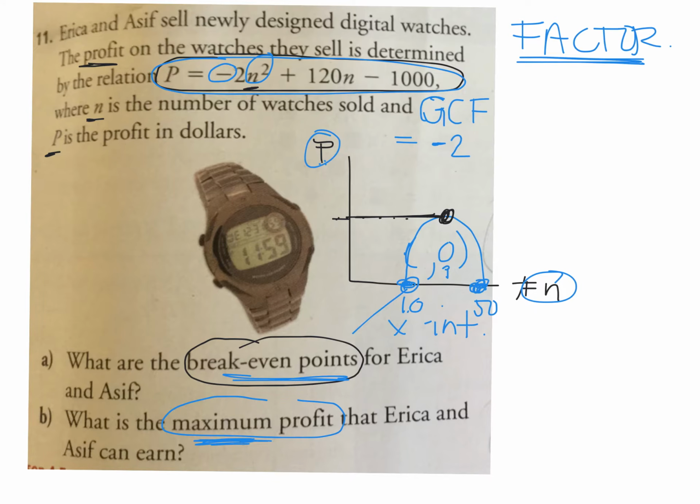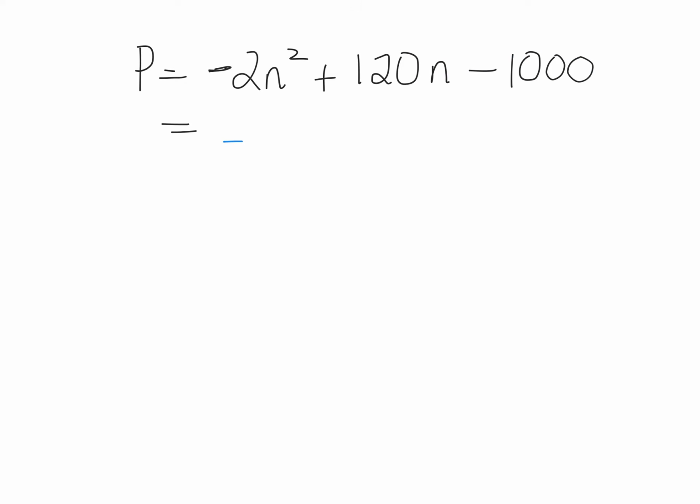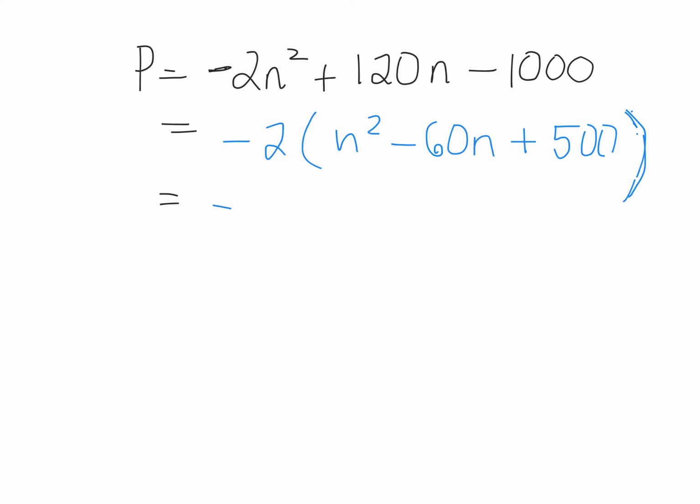So I need to figure out the vertex. If you know two x-intercepts, what do you find? The axis of symmetry. Good. So the greatest common factor is -2. What am I left with inside the bracket? N squared minus 60n plus 500, okay? This just makes it easier to factor. We're trying to write the equation in factored form.